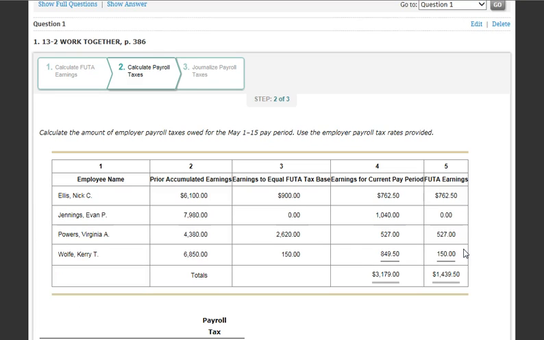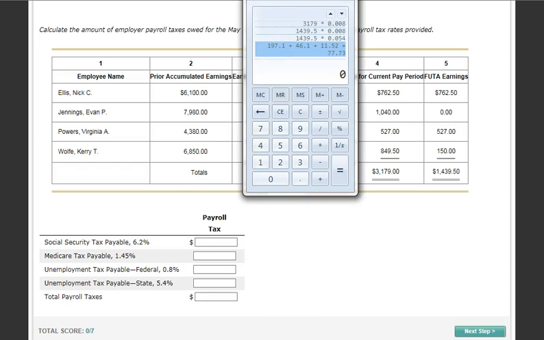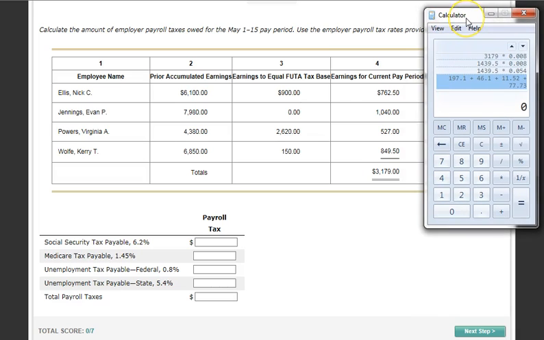All right, now calculate the amount of employer payroll taxes owed for the May 1st through 15th pay period. Use the employer payroll tax rates provided. So to calculate our Social Security tax payable, I'm going to take the earnings for current pay period, $3,179, and multiply it by 0.062. Remember, you need to move the decimal 2 places. 197.10, round that the correct way.